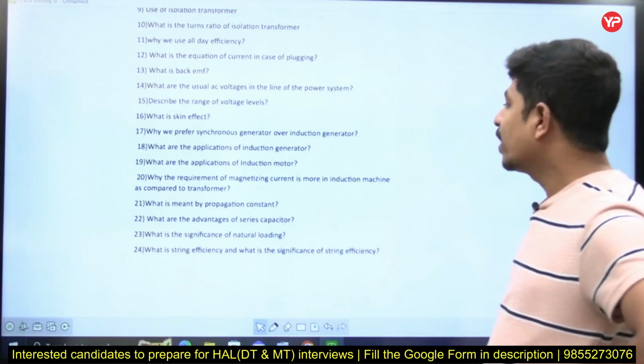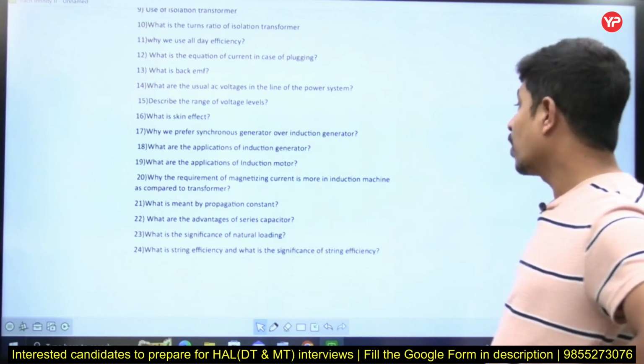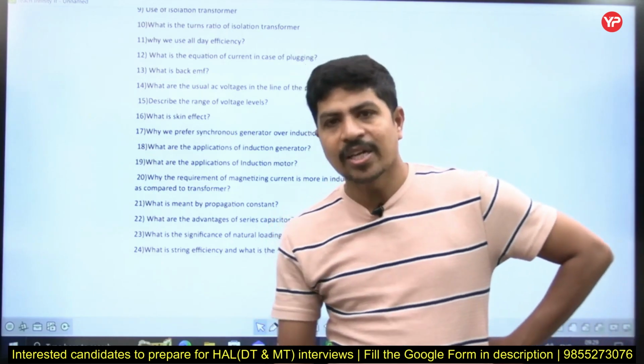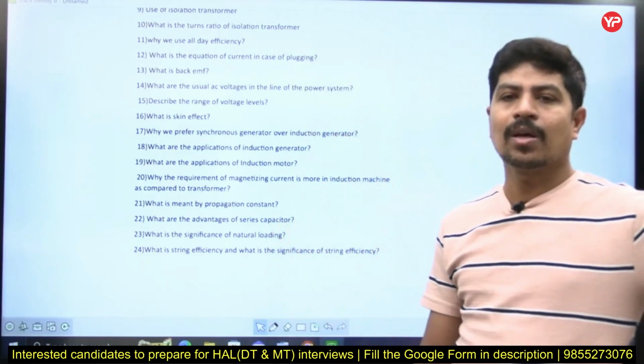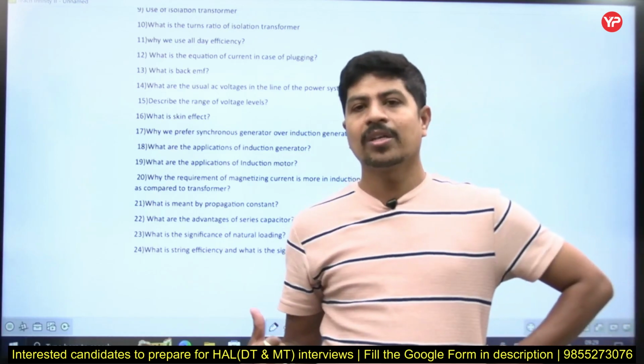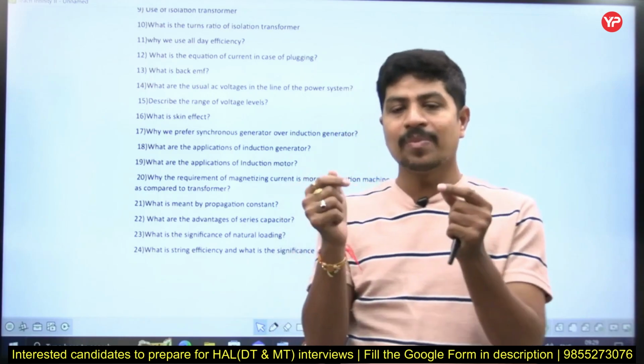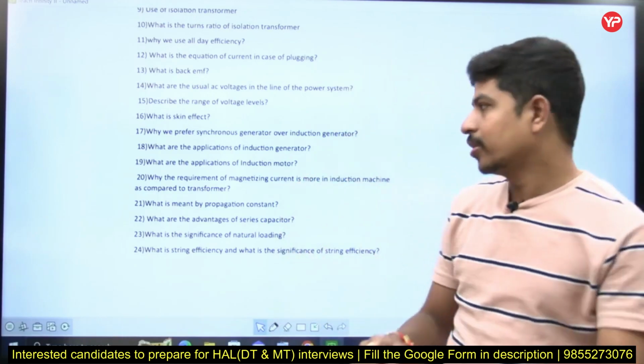Why is the requirement of magnetizing current more in an induction machine as compared to a transformer? Because of a discontinuous magnetic circuit. In a transformer, the magnetic circuit is continuous, but in an induction motor, there is stator and rotor, and between them there is an air gap, that is making the discontinuity of the magnetic circuit, right?